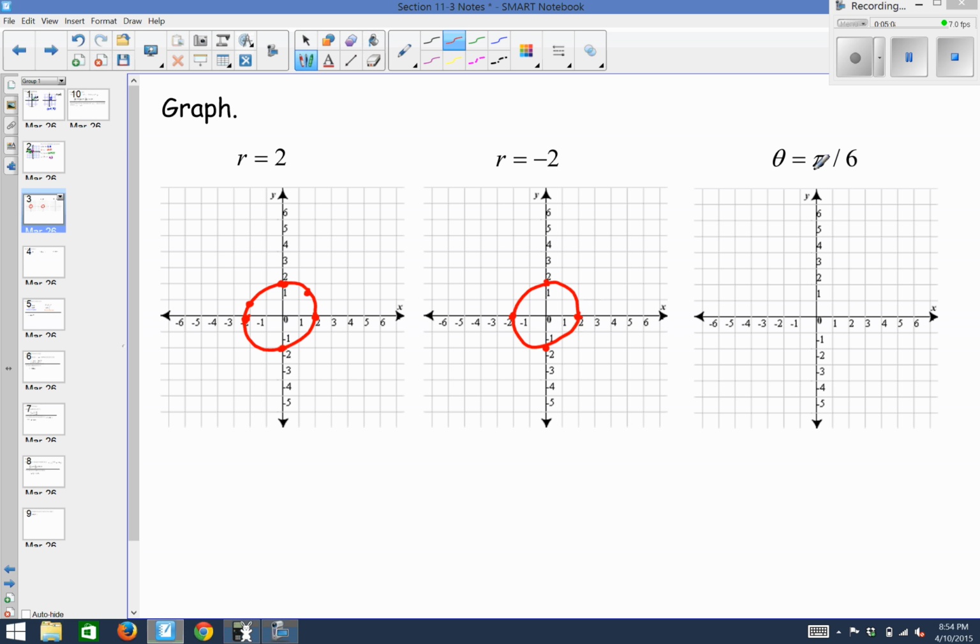Now, if I'm told that theta is pi over 6, this means that the distance from the origin, r, doesn't matter. It could be anything and everything. I just must have an angle of pi over 6. So here, I have an angle of pi over 6. If r is any positive number, it's just going to keep going out on this line forever. And if r is negative, it's just going to go the other direction forever. What I actually get is a line.